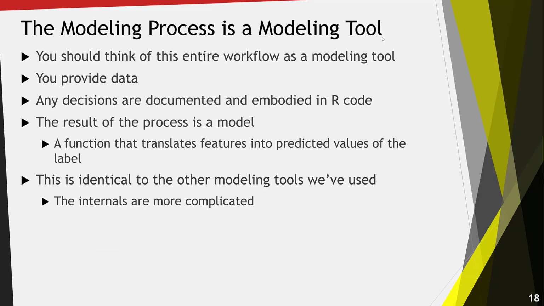In the end, after you've constructed the entire workflow, you'll provide data. Any decisions that are made along the way are documented and embodied in your R code. The result of the entire process is a single model. It's a function that translates features into predicted values of the label. This is identical to other modeling tools that we've used. It's just that the internals are more complicated. Even though this process is more complicated and embeds modeling tools inside of it, you can still think of it as a modeling tool and apply similar logic that we've used with modeling tools in the past.